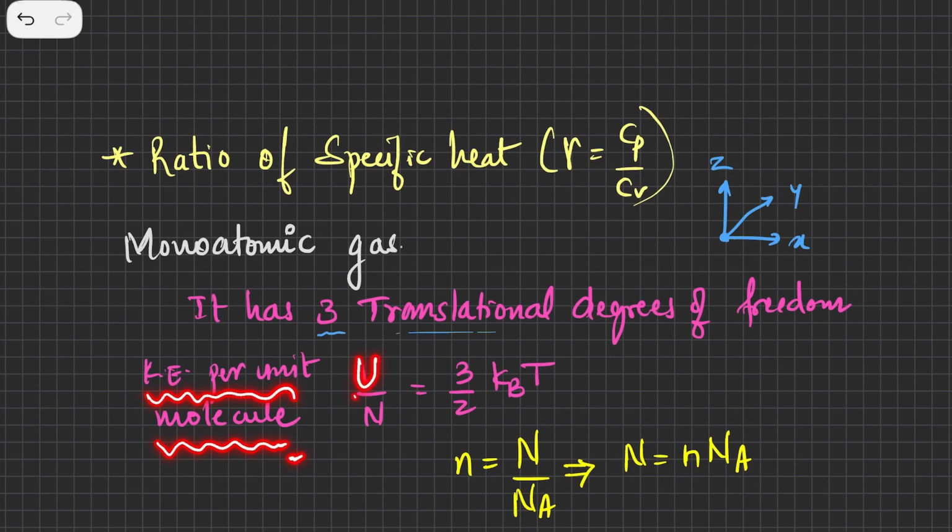So if you see the kinetic energy per molecule, which I have already derived in previous videos, that is energy divided by the number of molecules, equal to 3/2 kBT. Now let us understand how this 3/2 kBT comes.